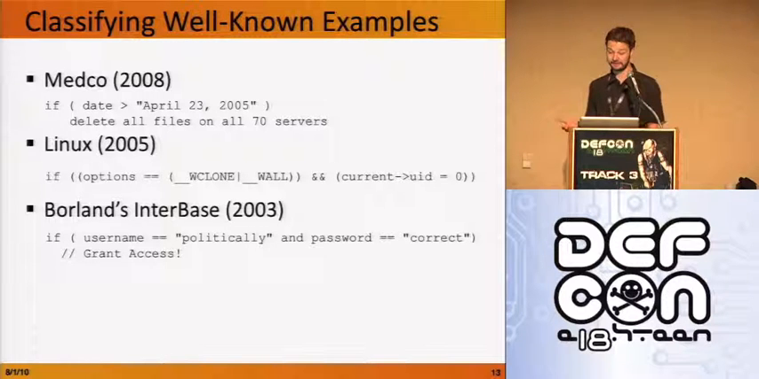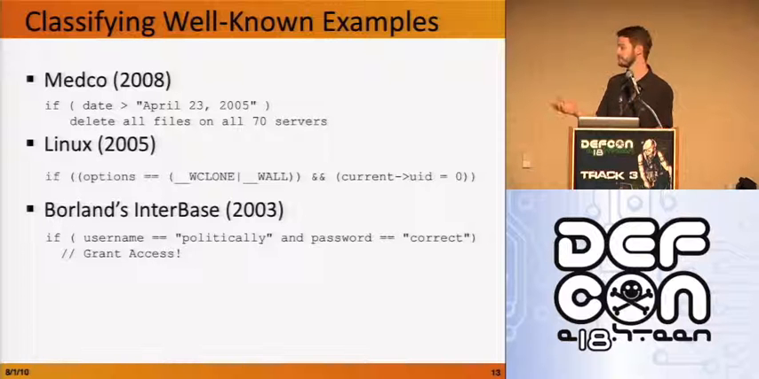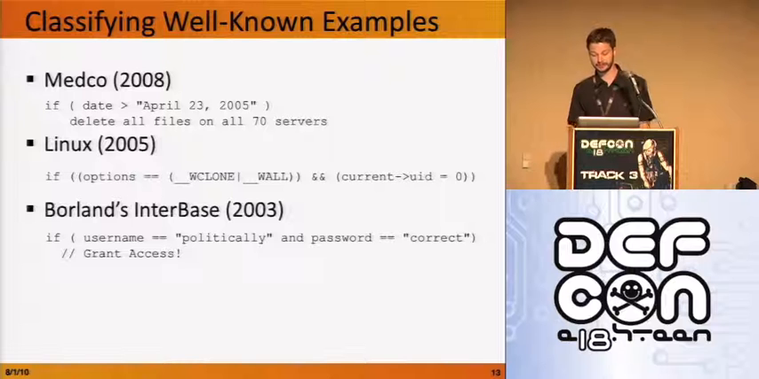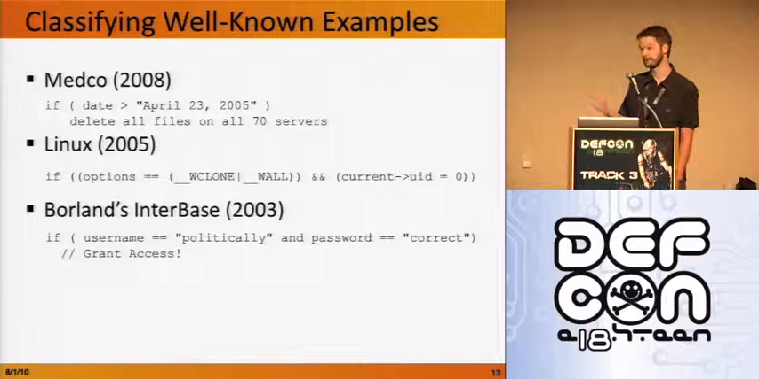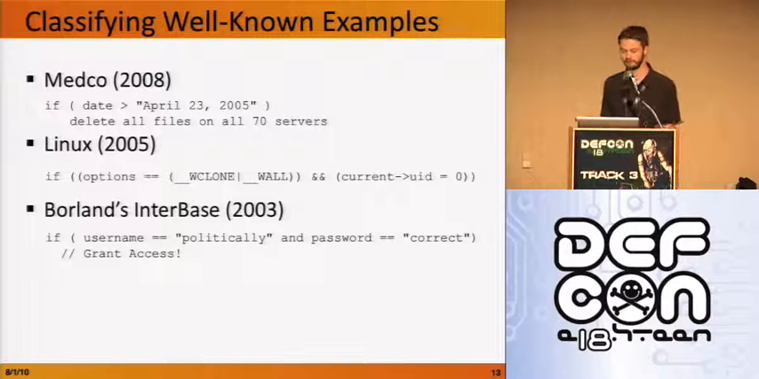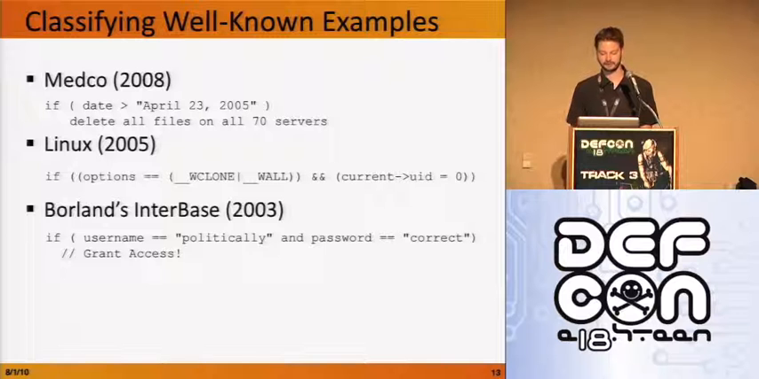So at Borland they had a software design problem, a chicken and egg problem about authentication, and the way they fixed it was by inserting this line of code. They hard-coded a check of whether the username was "politically" and the password was correct. This works if the code is closed source, but when you make it open source, everybody can spot this line of code and grant themselves access.